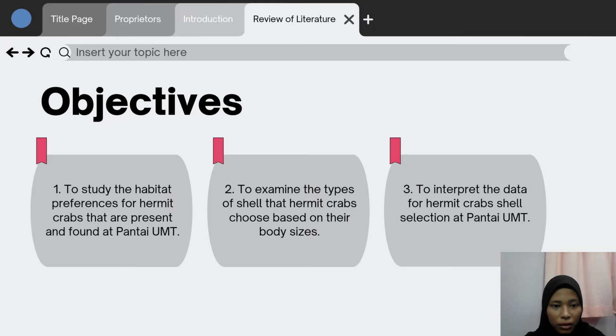Okay, the objectives are to study the habitat preferences for hermit crabs that are present and found at Pantai BMT, to examine the types of shell that hermit crabs choose based on their body sizes, and then to interpret the data for hermit crab shell selection at Pantai BMT.